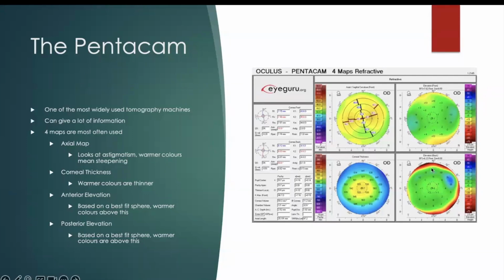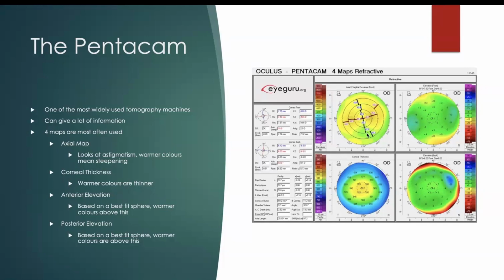You then have the anterior and posterior elevations. What this is basically showing is, if you can imagine a best fit sphere put across that cornea on the front and also put across the cornea at the back, the colors dictate where the cornea is in relation to that sphere. So a warmer color is usually above the sphere, a cooler color is beneath the sphere. And when you're looking at ectasias, there are certain numbers that we look at that give us a higher risk that we're looking at something like keratoconus.